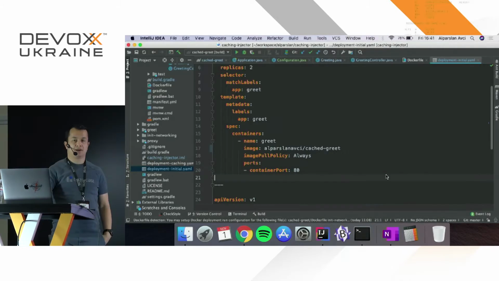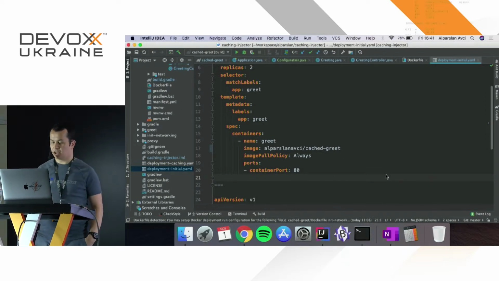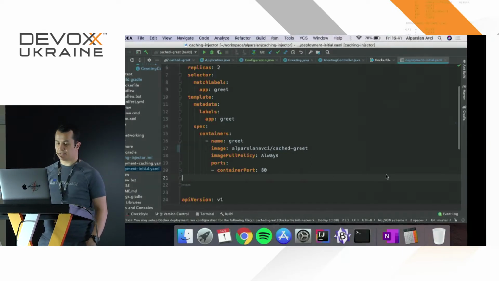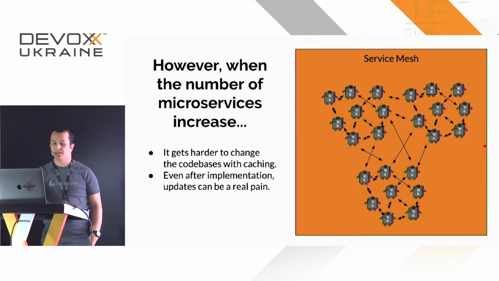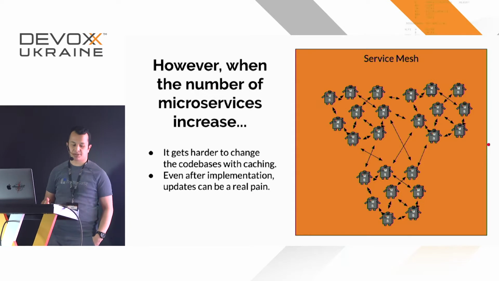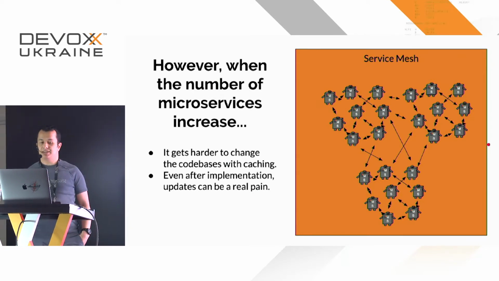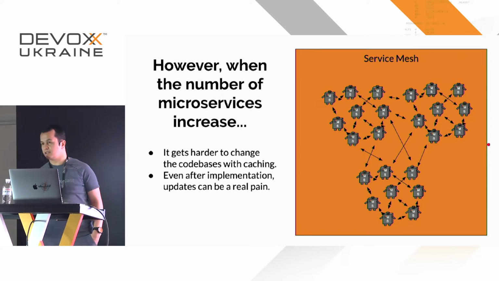So right now, my application is cached in the Hazelcast cluster. So everything's okay, right? It's all working okay, but there are some problems, especially when you increase the number of microservices in your environment.